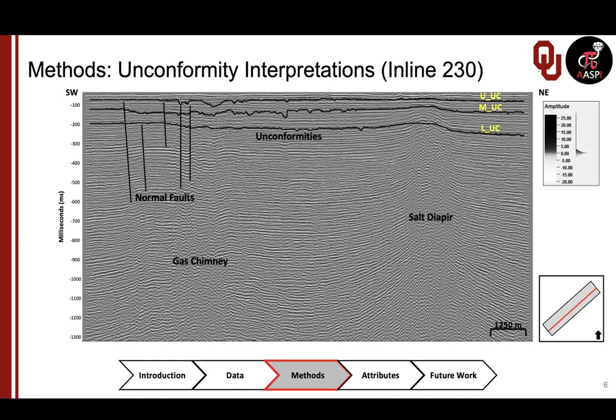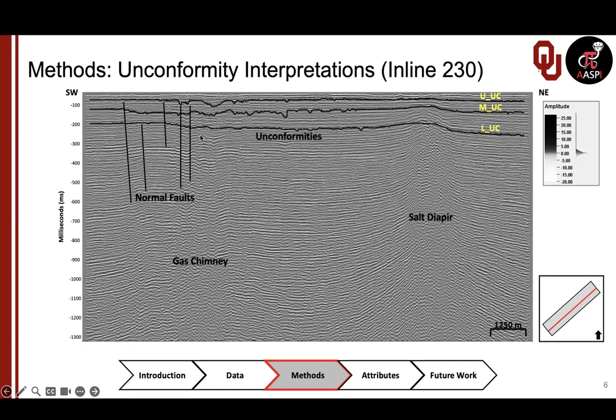We have a salt diapir, which is very common for this part of the Gulf of Mexico, or for all of the Gulf of Mexico for that matter. And then right here in the southwestern portion as well, we have this big gas chimney, which is very fun to work with and try to correlate through.